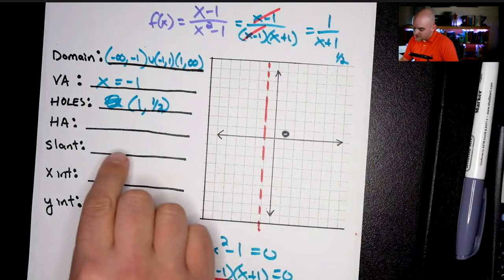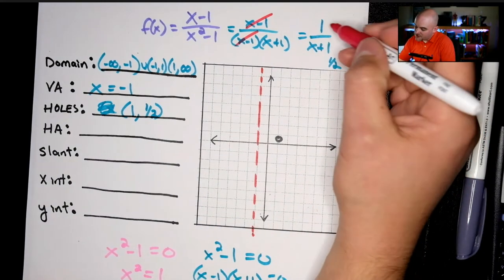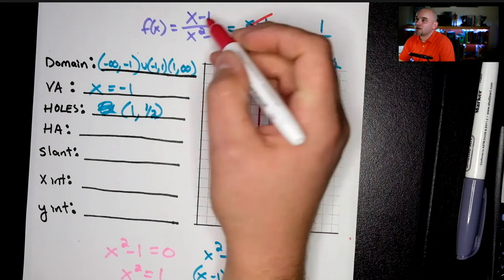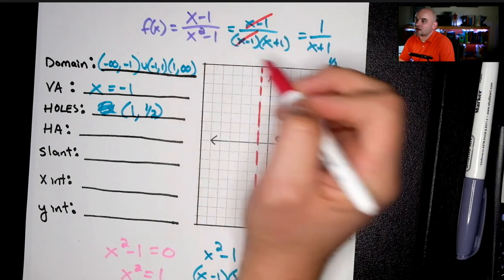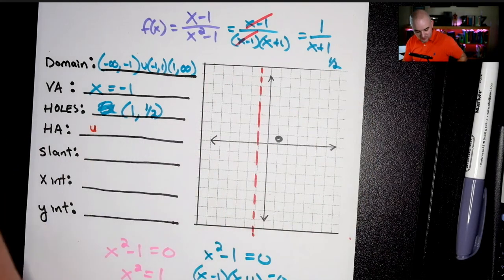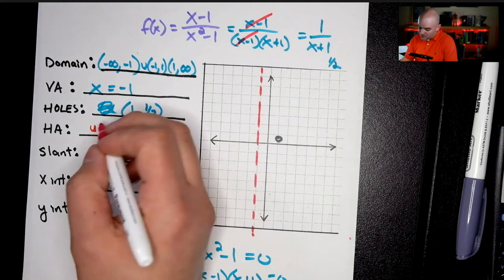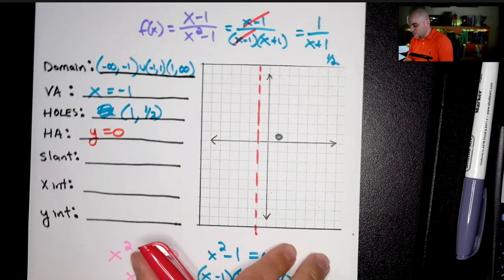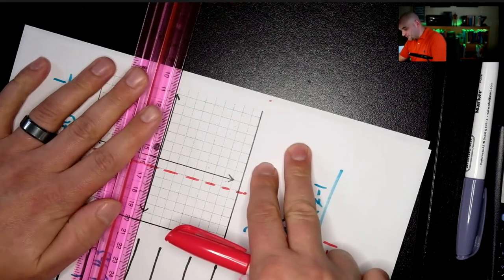Let's keep on. Is there a horizontal asymptote? Well, notice that the degree of the numerator is less than the degree of the denominator. This is like saying x to the first, this is x squared. So yeah, there's a horizontal asymptote. It's going to be at y equals 0. All right, so let's put a horizontal asymptote there.